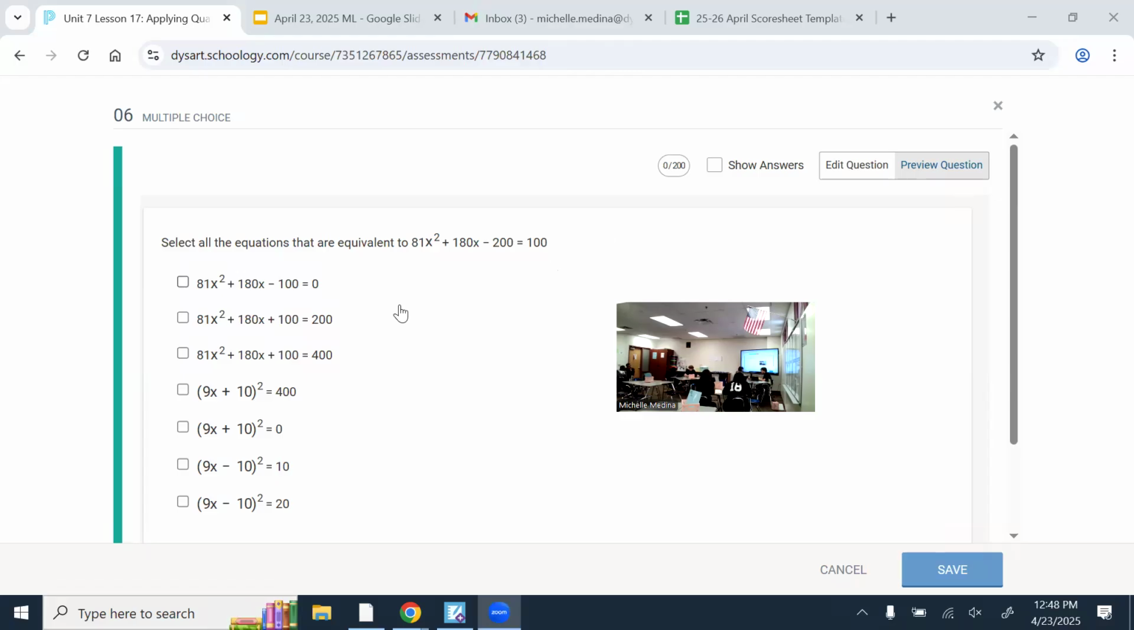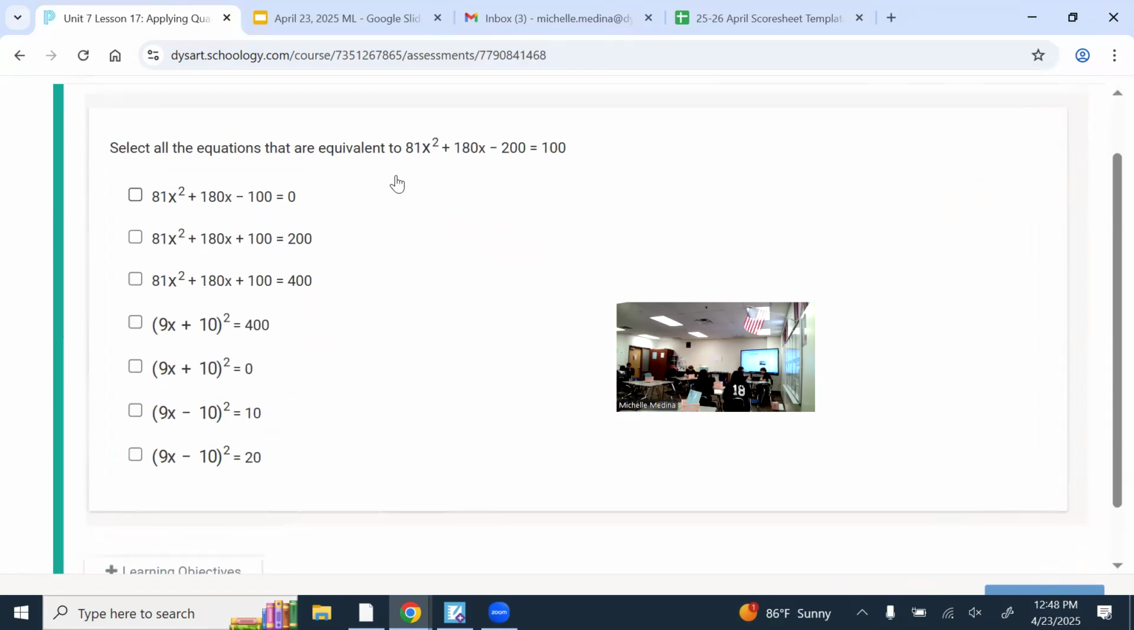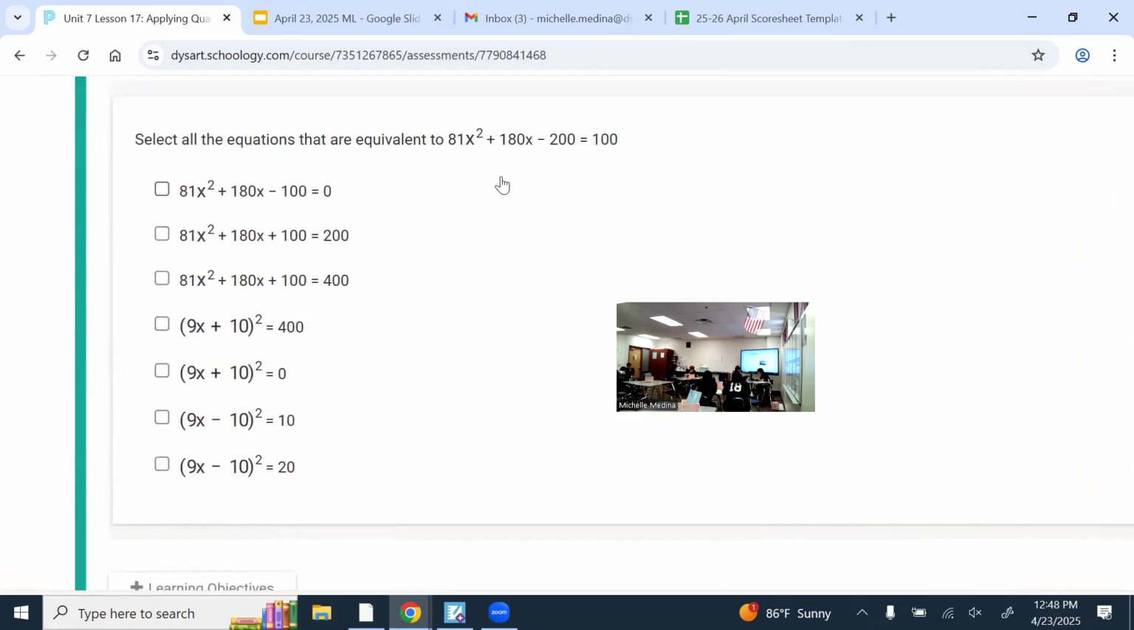And so that's number 6 on today's, and we're selecting all that are equivalent to this. So if it's equivalent, I should be able to manipulate it into this. So in each one, I would look at what's different from the original. Like the first one has it set equal to 0. So let's try setting our original equal to 0. How do I make the right side become 0?